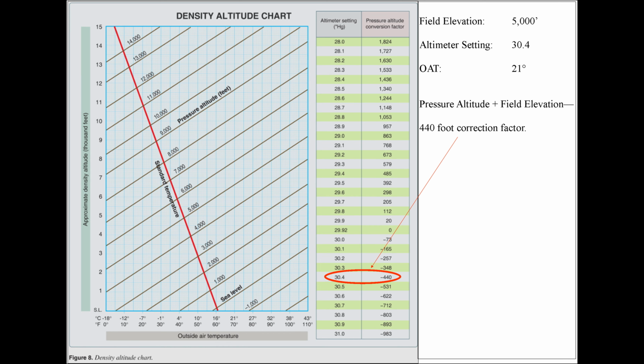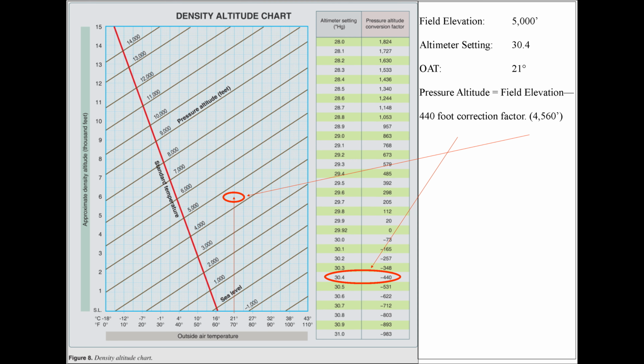Step 2. Locate the outside air temperature of 21 degrees Celsius along the bottom of the chart. From that point, move directly upward until intersecting a pressure altitude of 4,560 feet. This position lies approximately 440 feet below the diagonal line, representing a pressure altitude of 5,000 feet. Step 3. From that intersection point, draw a straight line horizontally to the left margin of the chart and read the density altitude. The density altitude reads just above 6,000 feet. This completes the calculation.